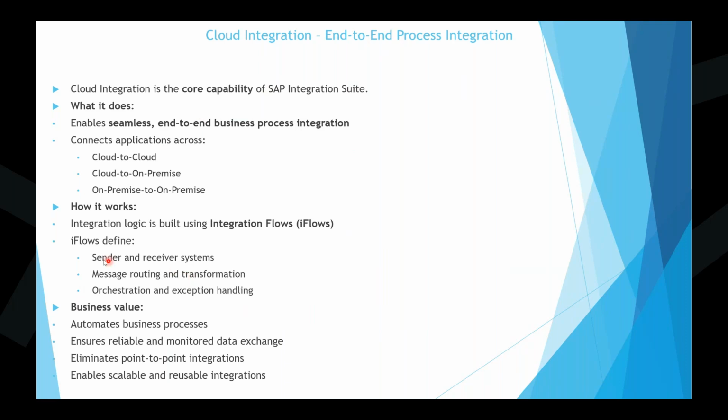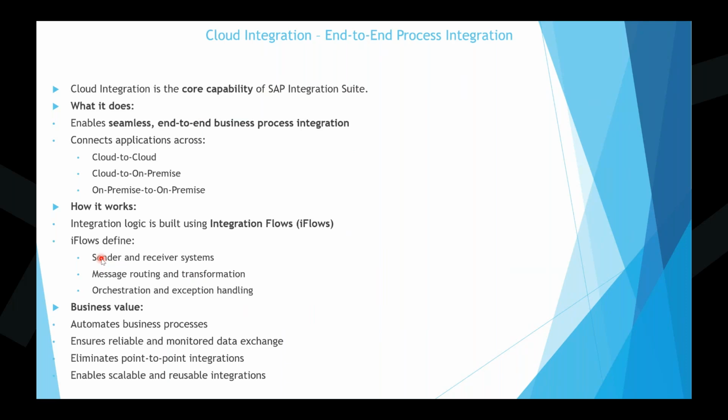What is inside an iFlow? The sender channel: how the message arrives, for example HTTP, SOAP, SFTP, OData, etc. Then processing steps: what happens to the message, you transform, filter, enrich, route. Receiver channel: how the message is delivered to the target system. And then error handling: what happens if something goes wrong, alert, log. All these things can be handled.